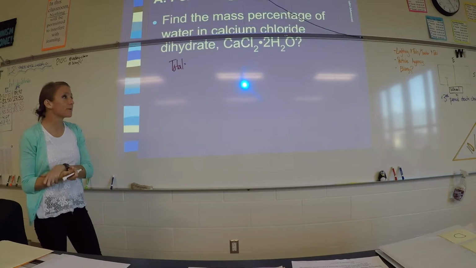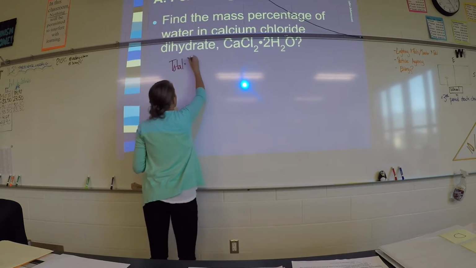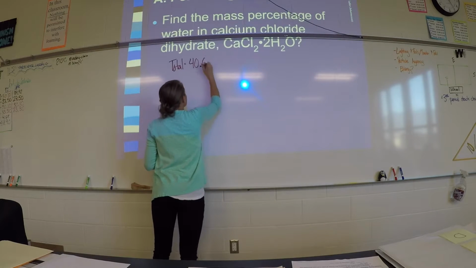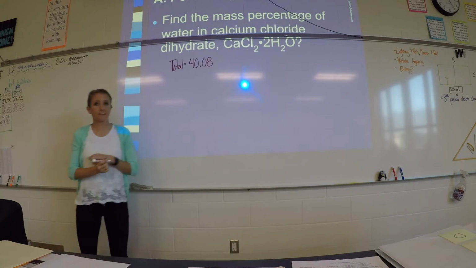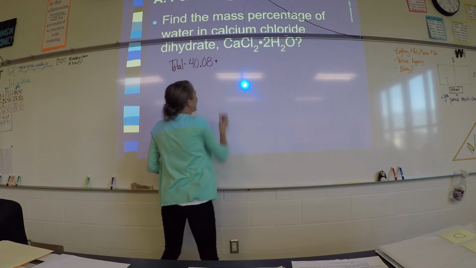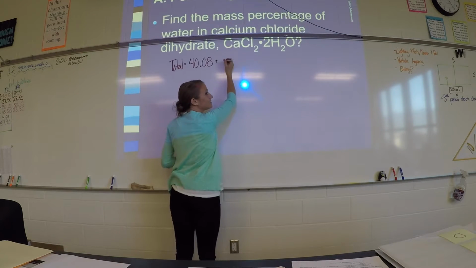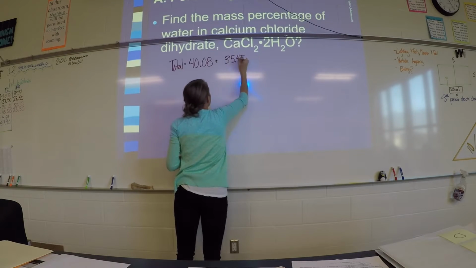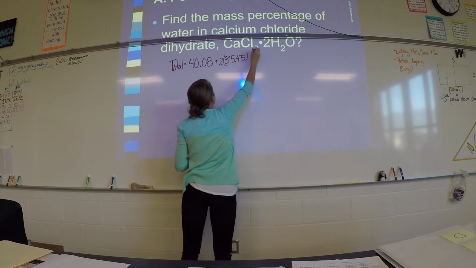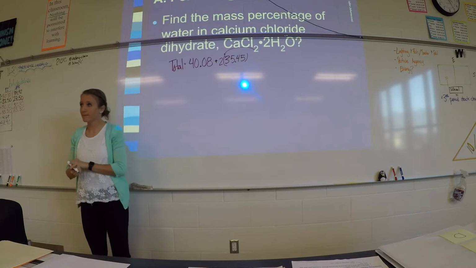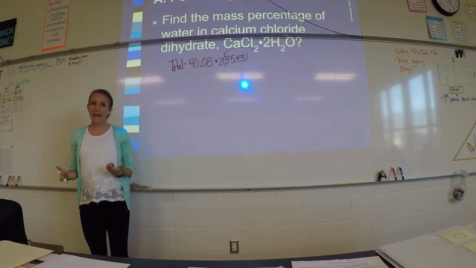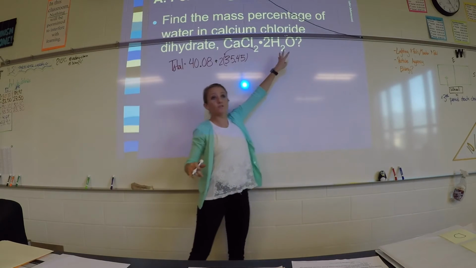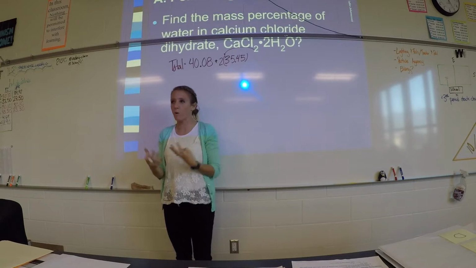So I look on the periodic table and I find calcium, 40.08. Then we have chlorine in there, so 35.45, and I have to times that one by 2 because of the 2. Now we need to add the mass of the water because it's in there. It's part of the weight.